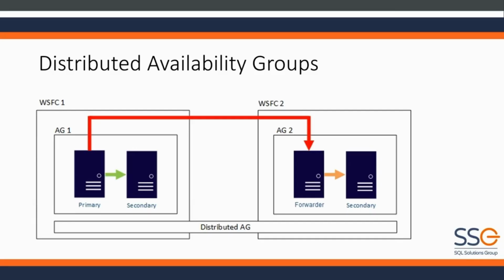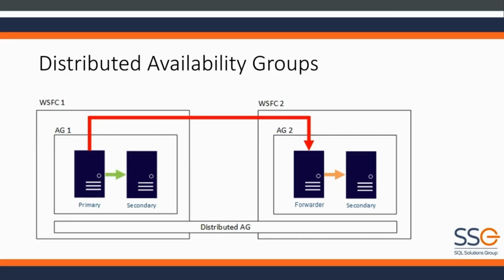Because what it does is, in a distributed availability group, there's a primary AG and a secondary AG. And the primary AG works the way we understand AGs to work. You have a primary replica, which is read write, and you have secondary replicas, which can either just be standby or they can be readable secondaries, right?